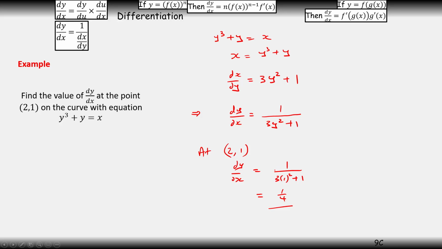So nice and simple. Hit pause, write the example down. And it's very useful sometimes when we can't separate them out. We haven't got a distinct y, we can just differentiate with respect to x. Okay. Hit pause, copy it down. When you're ready, hit play again.